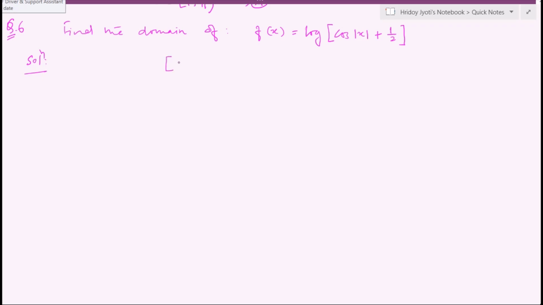The argument of the log, cos of mod of x plus half, has to be greater than 0 for the logarithmic function to be defined. Since it is ZIF, cos of mod of x plus half has to be greater than or equal to 1. So from here we get cos of mod of x is greater than or equal to half.